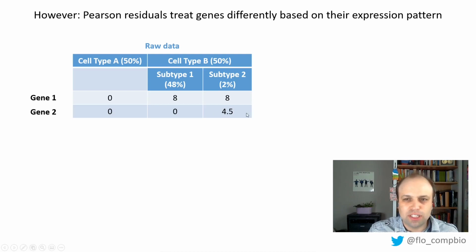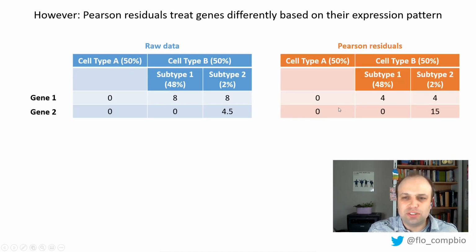It's really interesting to see what happens with Pearson residuals. So after you go through the math, you calculate the mean, and you divide by the square root of the mean. Now, with Pearson residuals, these numbers are 4 and 4, and this gene is now 15. So you see how this swapped. You went from a gene that was higher here to a gene that is now lower here. And actually, if you calculate the variance and how much each gene contributes in terms of its variance, gene 2 after the Pearson residuals contributes more than gene 1 in this analysis.